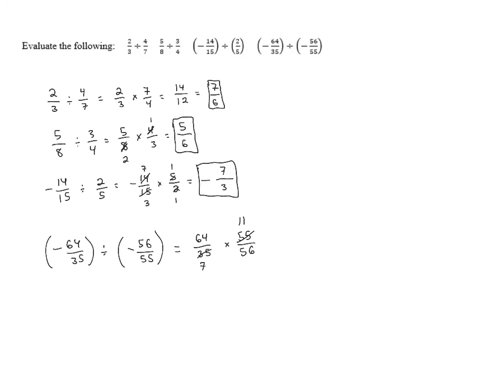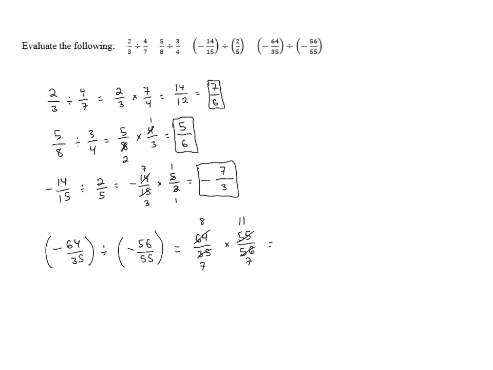multiplication tables, 56 is, I think, 7 times 8. 8 times 7 is 56. So that and 64 are both multiples of 8. So if we reduce by a factor of 8, we get 8 on top and 7 on the bottom. And then we can't cancel those 7s because they're both in the bottom. You can only cancel something in the bottom with something in the top.